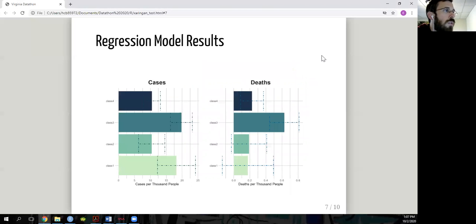And so, in short, we did find some differences in terms of number of cases. We found that groups 3 and groups 1 were at risk for more COVID cases per person than the other profiles. And in terms of deaths, we found that group 3 was at considerably higher risk for more deaths relative to the other groups.